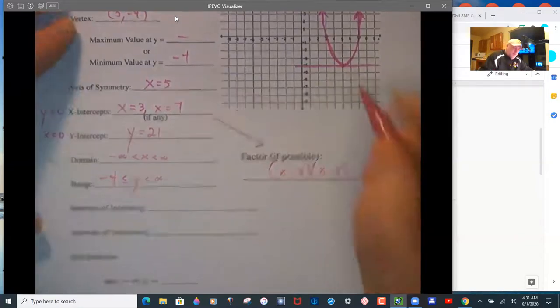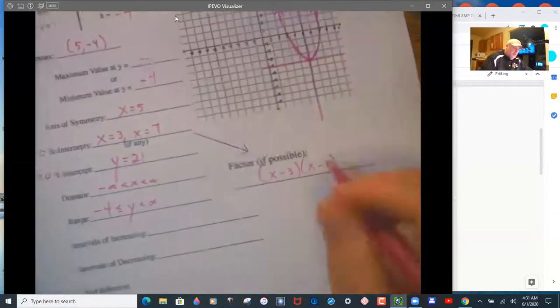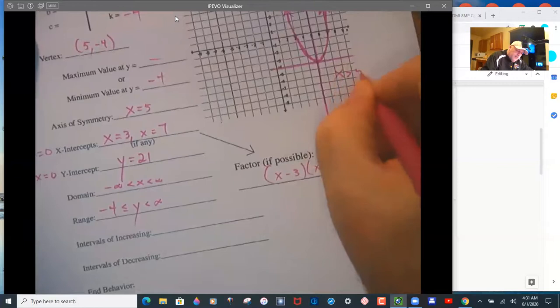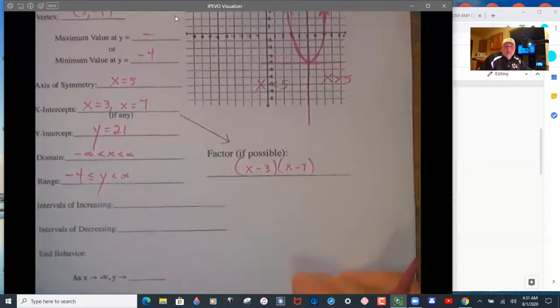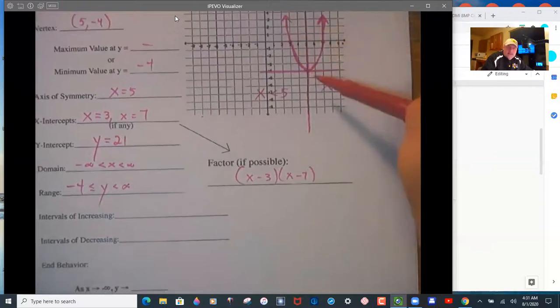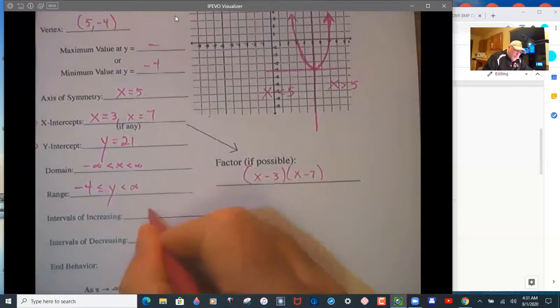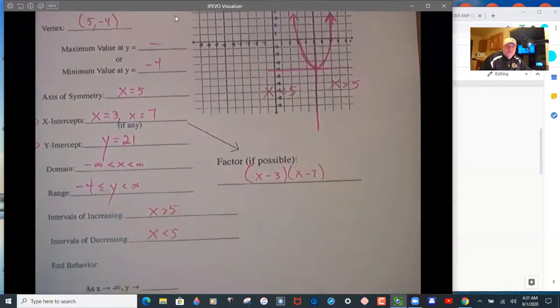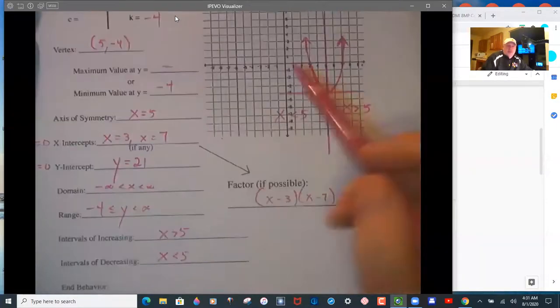Okay, intervals of increasing. So let's go up and put our line through. So we're greater than 5 and less than 5. So we're decreasing for less than 5 and increasing for greater than 5. And then these will both be infinities based on where these arrows end.